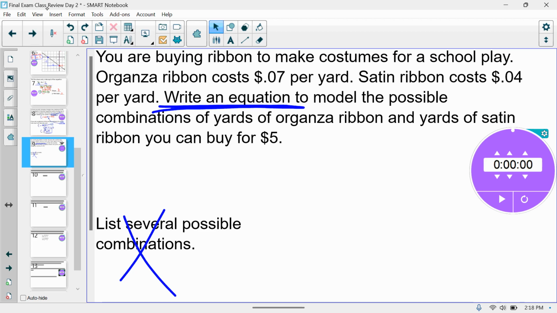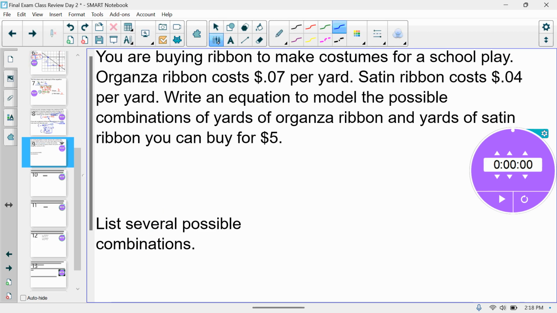All right, so we're buying 2 types of ribbon. The organza ribbon costs 7 cents per yard. So like the more yards you buy, the more you have to pay, right? 1 yard by itself would be 7 cents. If you buy 2 yards, you do 2 times 7 cents, right? And so on. Satin ribbon is 4 cents per yard. And it says that we want to know how much ribbon we can buy for $5. That's going to be important.